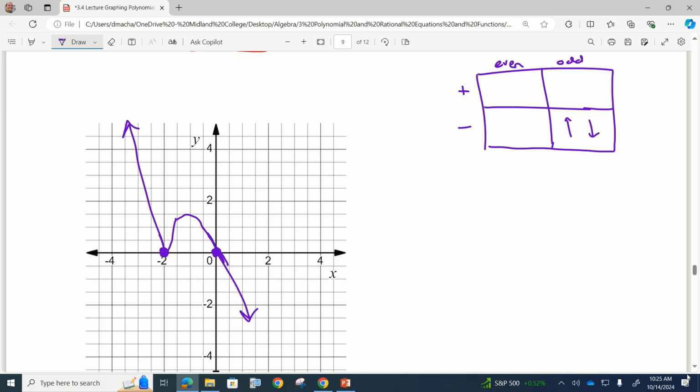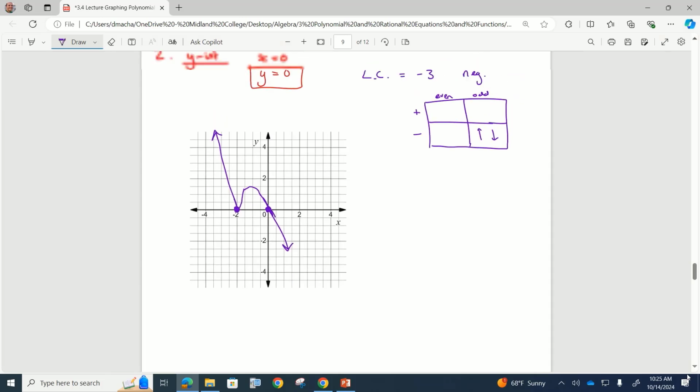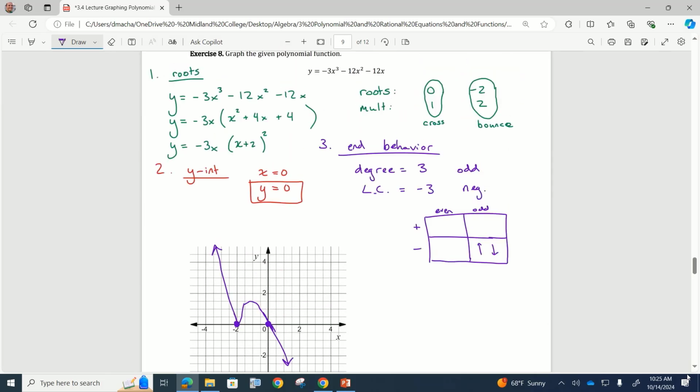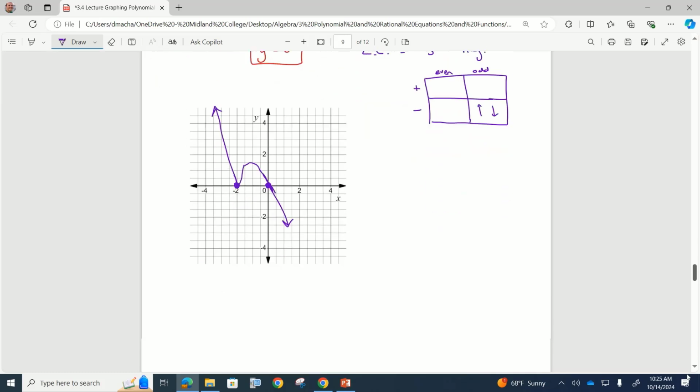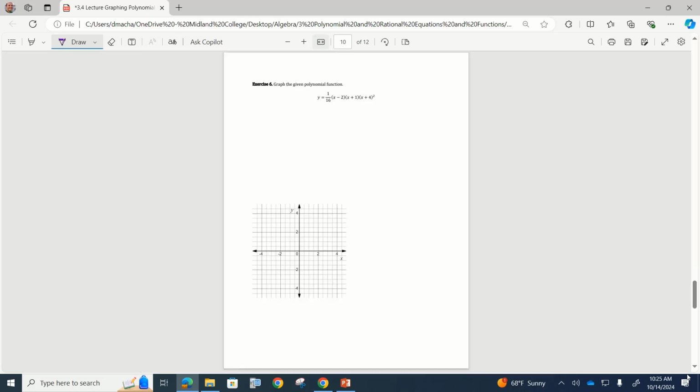That's not super precise, but it is good enough because it captures the right roots, the right multiplicities, the right y-intercept, and the right end behaviors. And that's all I care about in this class. All right, any questions? All right, please stop me and raise your hand if you've got any questions as we go along. Be happy to answer.